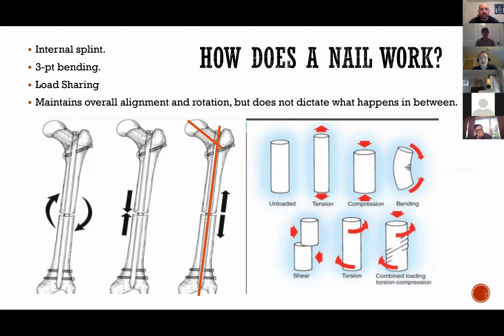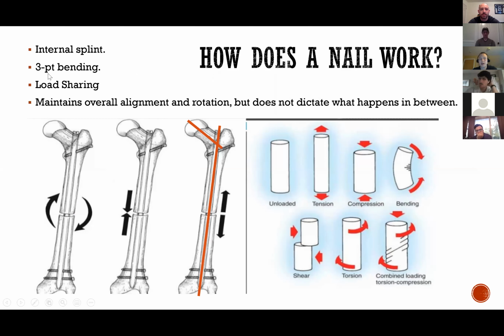So how does a nail actually work? Well, it's helpful to think of it in your mind as an internal splint. Kind of the same way a cast works like an exoskeleton, it holds the overall alignment. It doesn't specifically control what happens in the middle. It just lines everything up and holds it there.